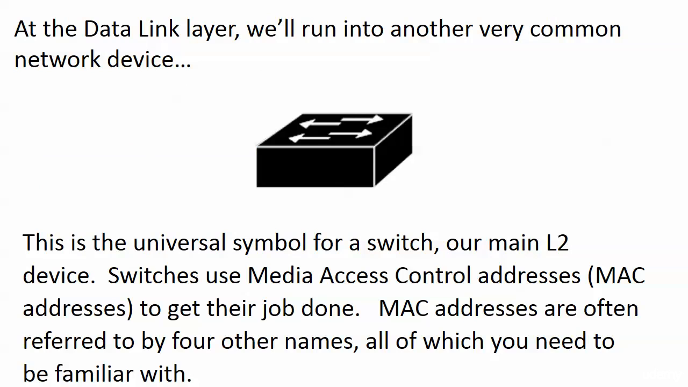Moving down one more layer, at the data link layer, we will run into another very common network device that you should recognize on site. This being a 3D box with 4 arrows on top, and this is the universal symbol for a switch, which is our main layer 2 device. Switches are going to use media access control addresses, or MAC addresses, to get their job done.